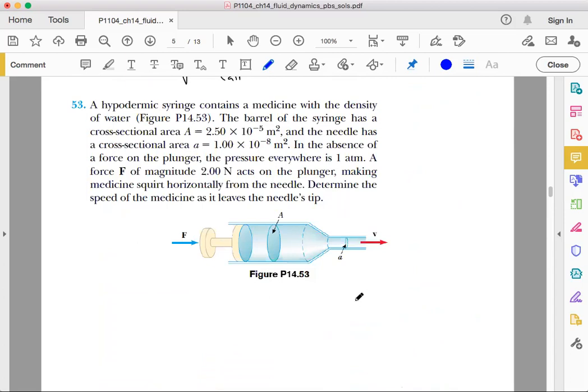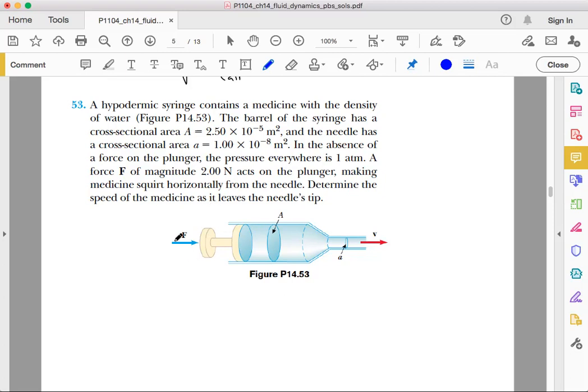continue with this problem. So problem 53: a hypodermic syringe contains a medicine with the density of water. So basically in this syringe you have medicine, but it has the same density as water. The barrel of the syringe has a cross-sectional area, capital A. This big cross-sectional area is given by 2.5 times 10 to the power minus 5 meters squared. And the needle has a cross-sectional area which is given by 1 times 10 to the power minus 8 meter squared. In the absence of a force on the plunger, the pressure is everywhere equal to 1 atmosphere.